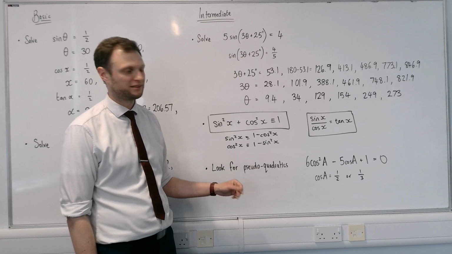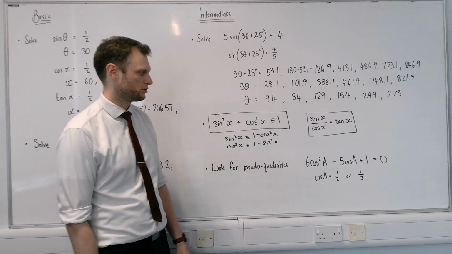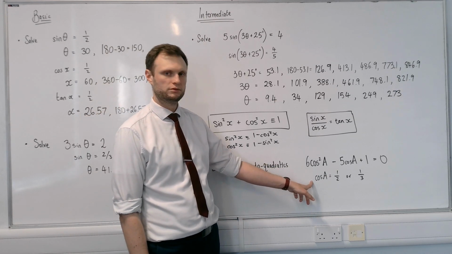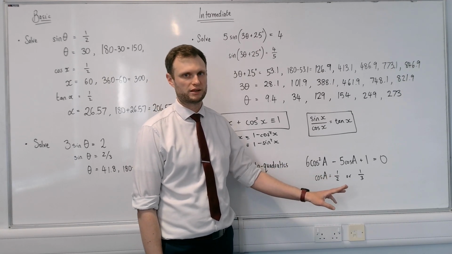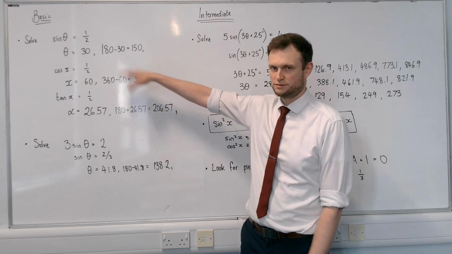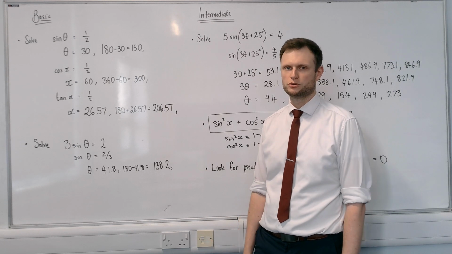Okay? Look for these pseudo quadratics because I think 70% of the time of the awkward questions involving identities, especially at AS, they involve some kind of quadratic at some point that you need to kind of semi-solve to get cos A equals something or sine A equals something, and then you do this sort of idea where you're just solving it to find the multiple solutions.